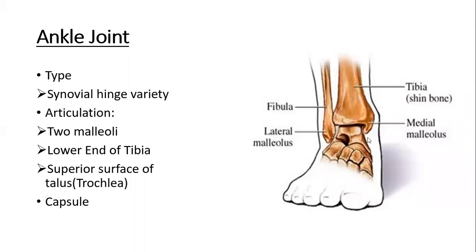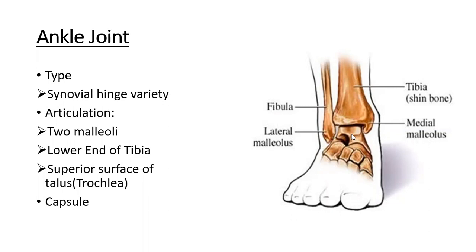Articulation: what bones, what structures are participating to form this joint? We have the lower end of the tibia, and then we have two malleoli, which include the medial malleolus of the tibia and lateral malleolus of the fibula. Superiorly we have at least three articulating surfaces: lower end of the tibia along with its medial malleolus, and then the lateral malleolus, especially its medial surface.